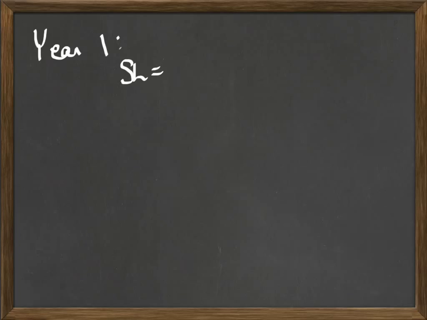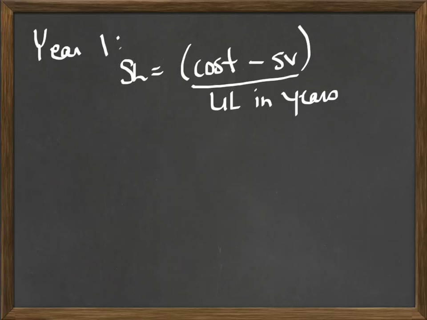Straight line depreciation is a very straightforward formula. The first thing we start with is the cost of the asset. Again, we know what the cost of the asset is, and then we subtract from the cost the salvage or residual value. Then once we do that, we divide that by the useful life in years.